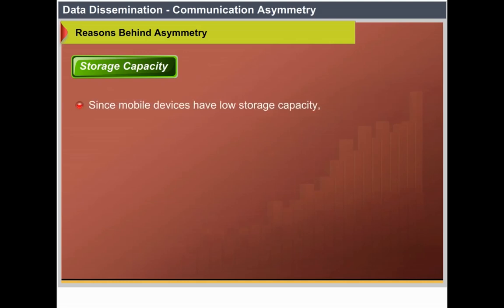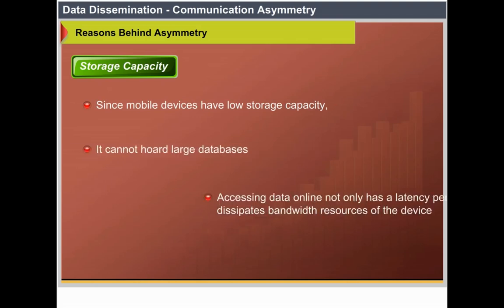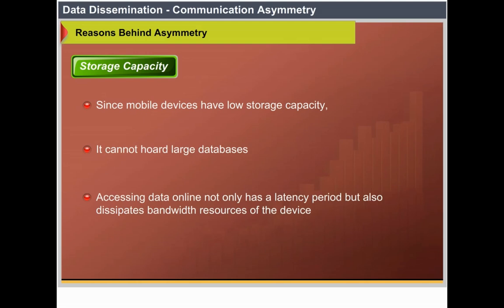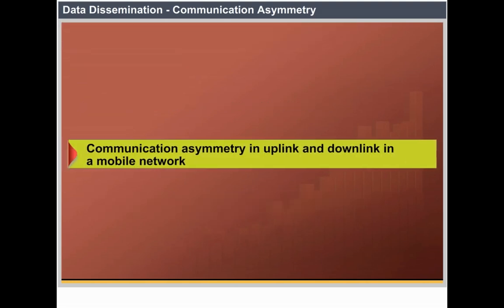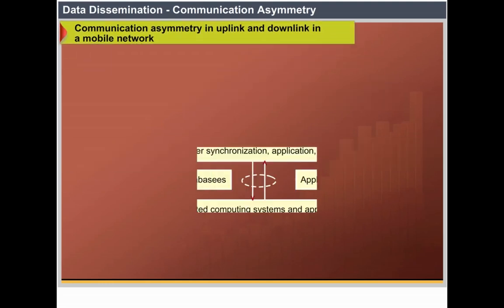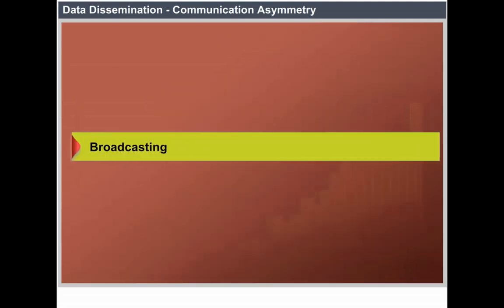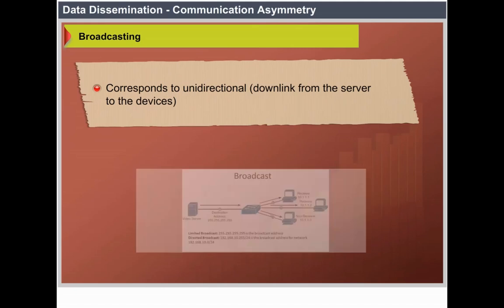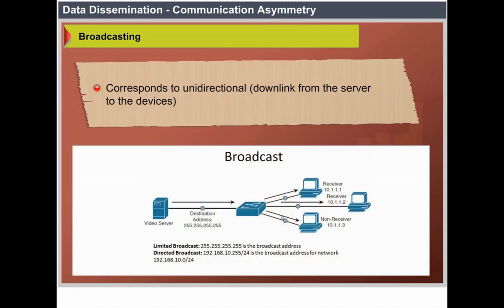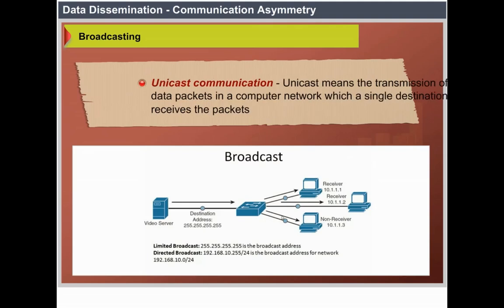Storage capacity: mobile devices have low storage capacity and cannot hold large databases. Accessing data online not only has a latency period but also dissipates bandwidth resources of the device. Communication asymmetry in uplink and downlink in a mobile network is shown in the below picture. Broadcasting corresponds to unidirectional downlink from the server to the devices.